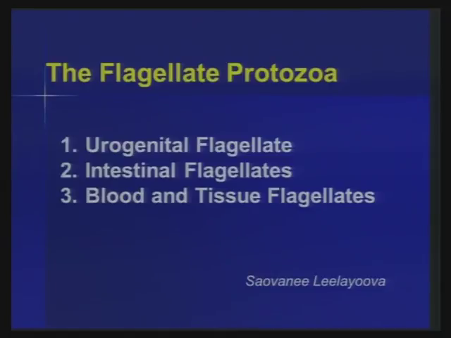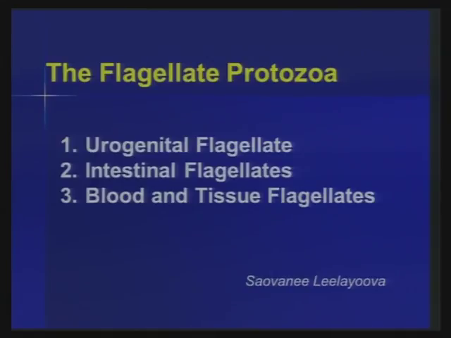Protozoa. The first one is the flagellate group. I'm starting already, and I'm going to work very fast today because we have another lecturer following me, and he said, do not be late. The first one is urogenital flagellates. The second one is intestinal flagellates. And the third group of flagellates are blood and tissue flagellates.